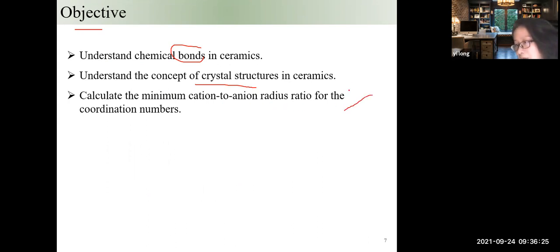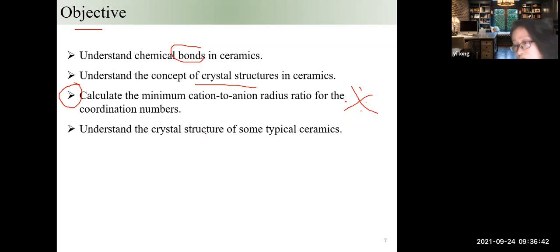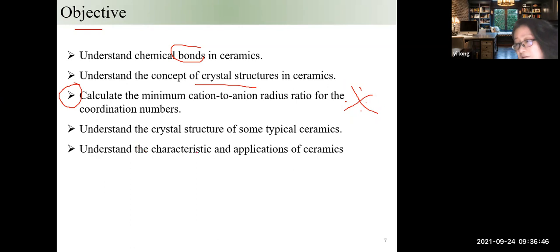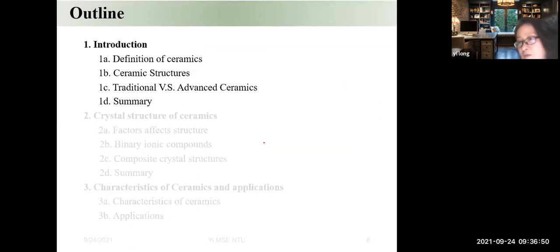So can you please mark this one as a VIP part? Yeah, this portion is very, very important. It's one of the key components in this week. Okay, calculate the minimal cation to anion radius ratio for coordination number. Okay, and understand the crystal structures for some typical ceramics. Okay, understand the characteristics and applications of ceramics. Okay, so these are the objectives.